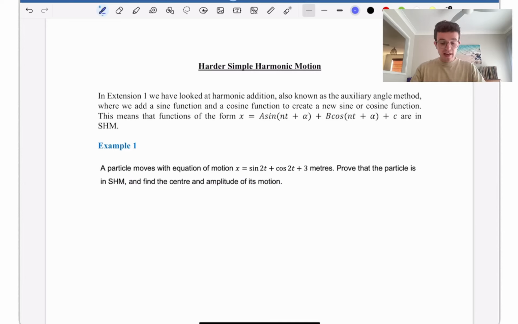Alright, today we're going to have a look at some harder simple harmonic motion. Now in Extension 1 we looked at something known as harmonic addition, which we called the auxiliary angle method. This is where we added sine and cosine functions to create a new sine or a new cosine function. Because of that, functions in the form x = a sin(nt + alpha) + b cos(nt + alpha) + c are also in simple harmonic motion.